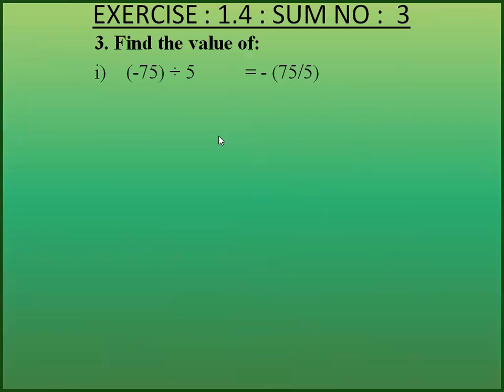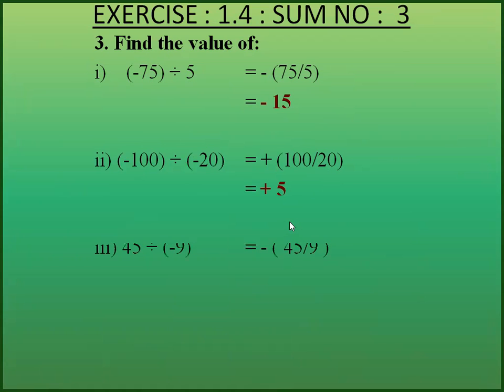Okay, find the value of minus 75 divided by 5. Minus divided by plus, you get a minus sign. 75 by 5 is 15. So your answer is minus 15. Minus 100 divided by minus 20. Minus divided by minus, both negative signs, so you get a positive sign. 100 divided by 20 is plus 5.